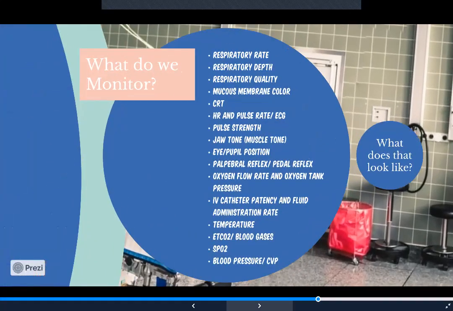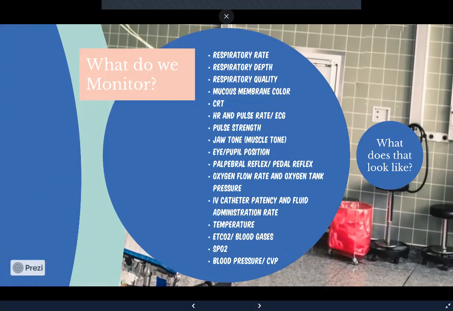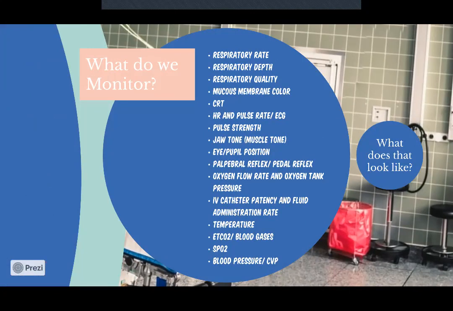So what do we monitor? Here's a list of the things that we monitor on our patients. The respiratory rate, the depth, their respiratory quality as well, their mucous membrane color, CRT, their heart rate, pulse quality, ECG, and their pulse strength, jaw tone of course, so how relaxed they are. Eye position is really important. And then also oxygen flow rate, and whether the IV catheter is still patent or not. I've had it where we've had to replace an IV catheter in the middle of surgery. Their temperature is also really important, their ETCO2 and what that is, the SpO2, and their blood pressure.